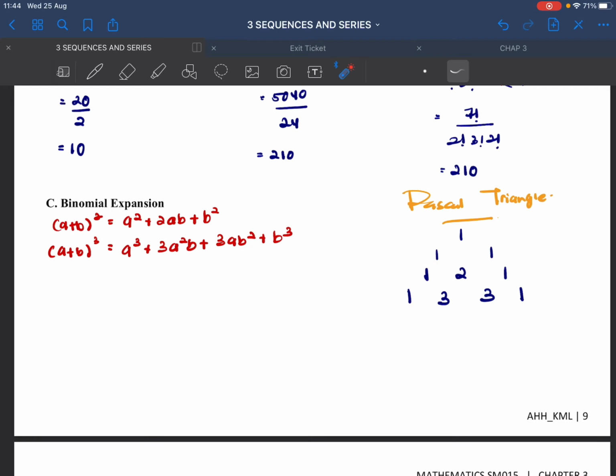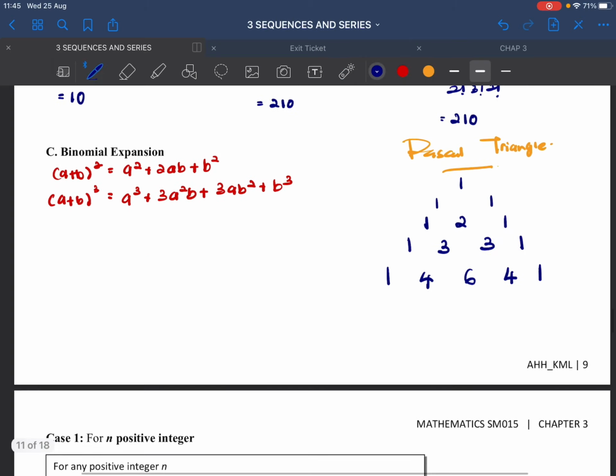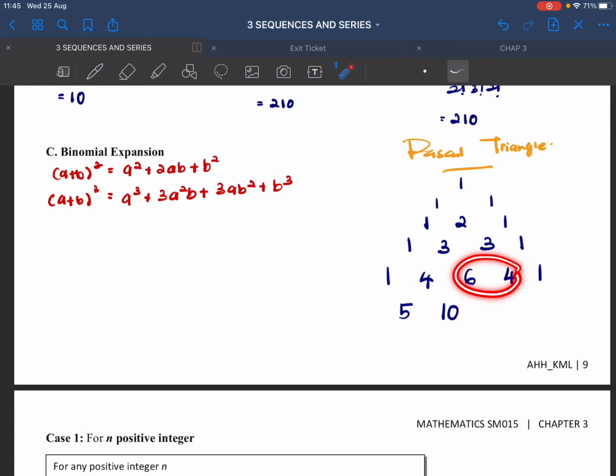Okay, so now continue. We will have 1 plus 3, we will get 4 here. And then we have 3 plus 3, we will get 6. The sum of 3 plus 1, we will get 4. And hujung 1, 1. Okay, so next 1 plus 4, here 1 4, we will get 5. 4 plus 6, we will get 10. 6 plus 4, we will get 10 as well.